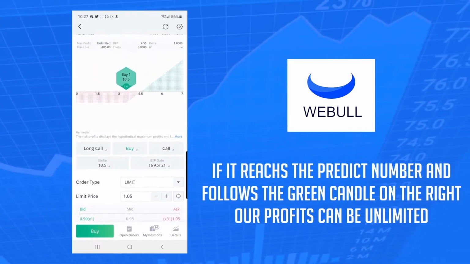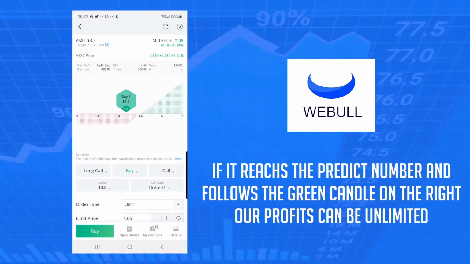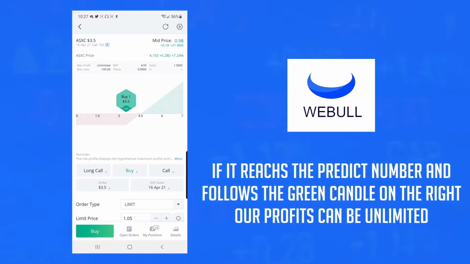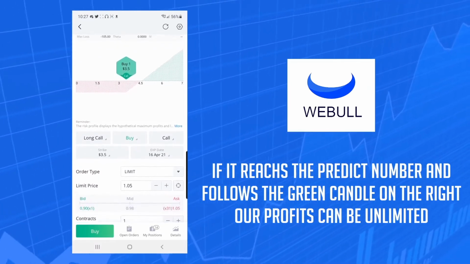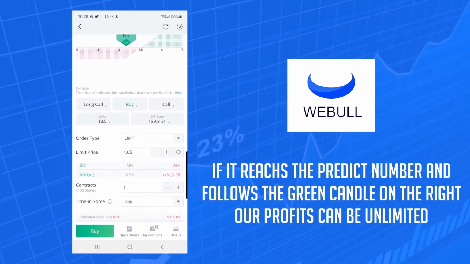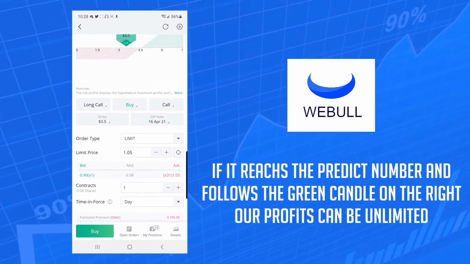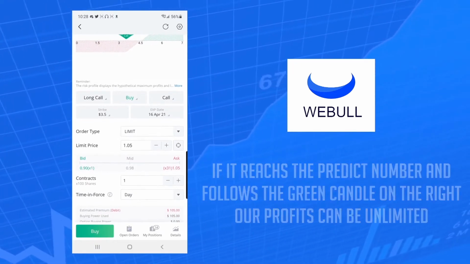Here, we see that the stock, if it hits that prediction of 350, once it reaches the break-even price, which is 450, that's something that they already set up. We have the green candle thing here, or the triangle, showing that if we exceed that price, our profits can be unlimited. You see, so it can just shoot up. So now we scroll down. I'm in the $3.50 strike price, expiration date of April 16.